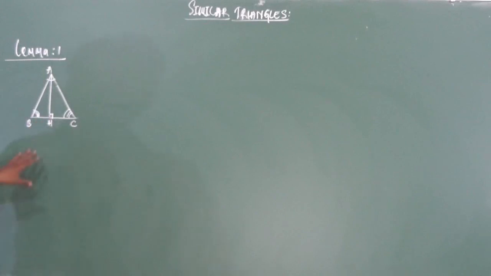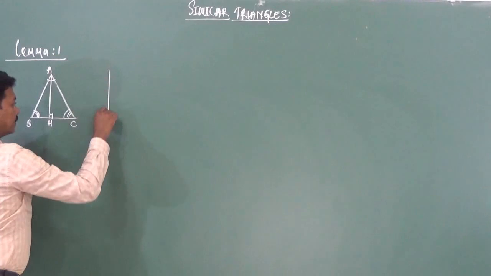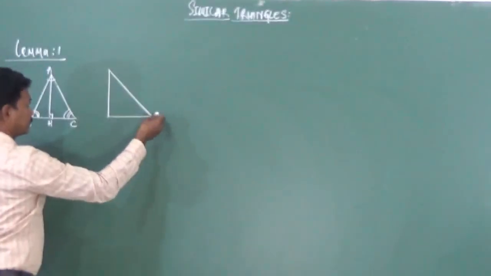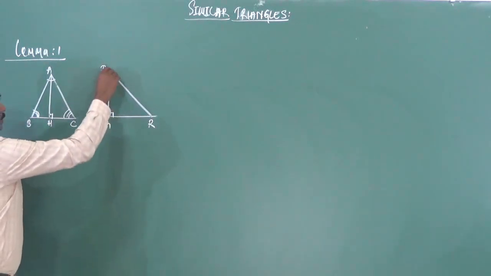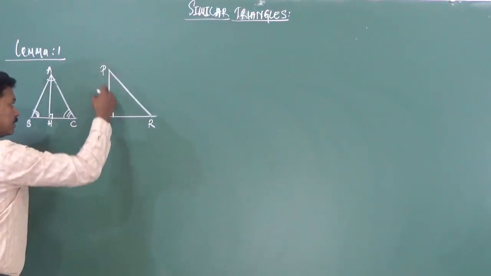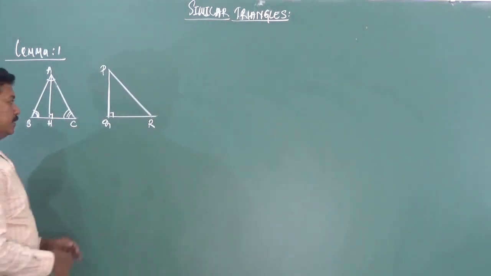AH becomes the height. So here, in an acute angled triangle, please remember this: the height of the triangle remains inside the triangle. So, when you take a right angled triangle, if you take it as triangle PQR, this is the right angle. The side PQ itself is the height of this triangle.